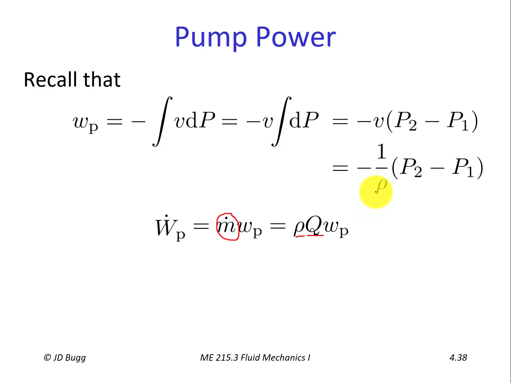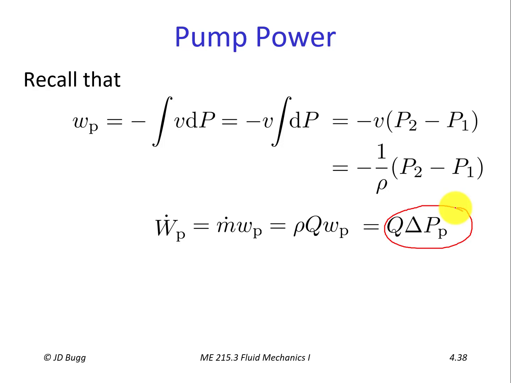Okay? Now, when we bring this in here for our work per unit mass, this density and this density are going to cancel. So we do that, and we get that the rate at which energy is being put into the fluid is the volume flow rate times the pressure change. So this is a very important equation to know. So in SI units, that volume flow rate would be in cubic meters per second, and the pressure increase across the pump would be in pascals, and that would give a pump power, in watts.